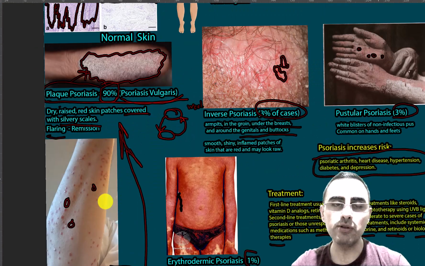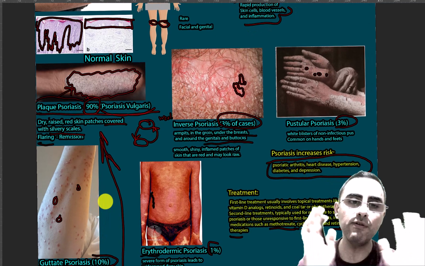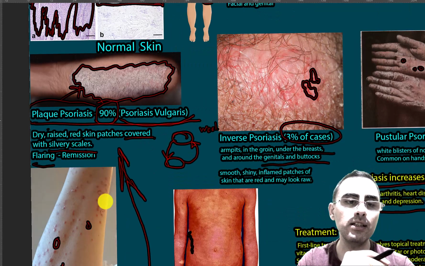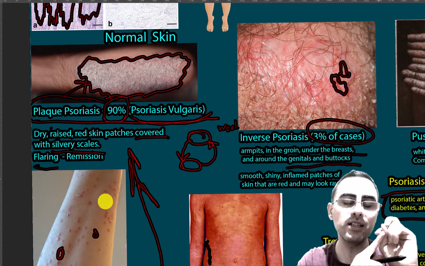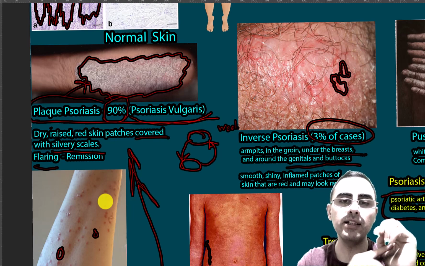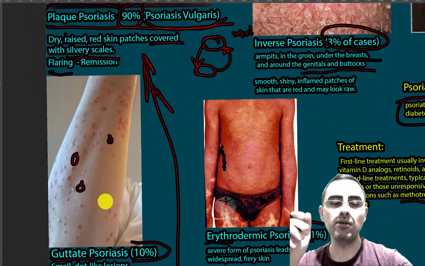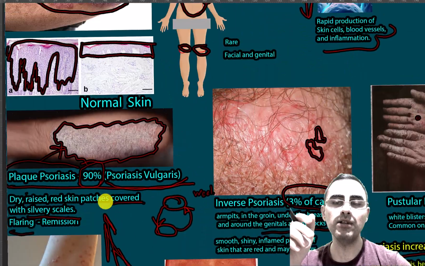That's all we should know about psoriasis. Psoriasis has 5 forms. The most common is plaque psoriasis, and it's a dry, raised red skin patch covered with silvery scales, and it has flare-ups and remission. The second most common type is guttate psoriasis, and it accounts for around 10%.